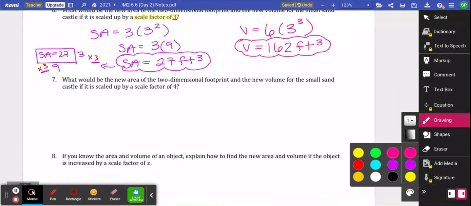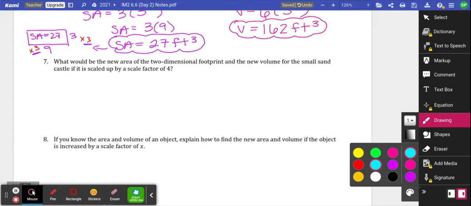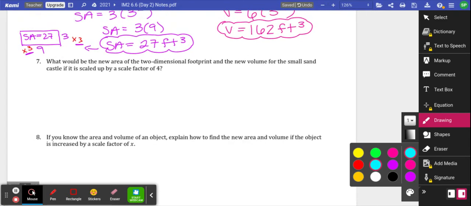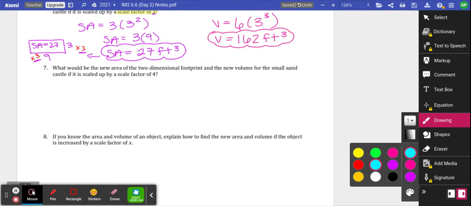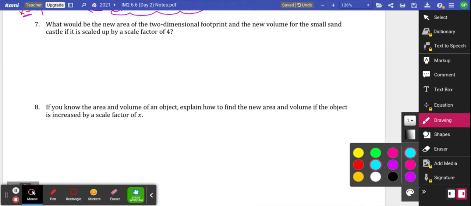Okay. What would be the new area? So now we're just going to be practicing more problems with different scale factors. We're still going to be thinking about just that rectangle, okay, just to keep things pretty easy here to start. So what would be the new area of the two-dimensional footprint and the new volume for the small sandcastle if it was scaled up by a scale factor of 4? Okay. So let's talk about our surface area over here and our volume here.